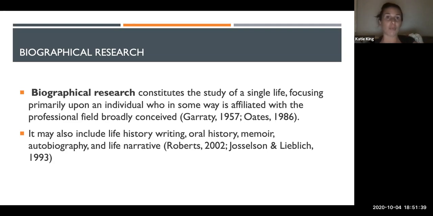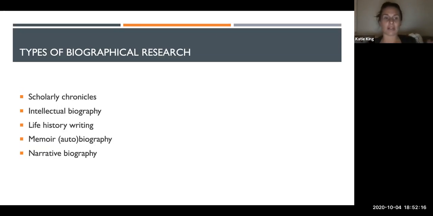a biography of B.D. Wong and John Lithgow, who were the first actors to play these characters when it debuted on Broadway, right? If you want to look at the Broadway rendition of it. It could be the real life people on whom Gaimard and Song are based, right? So it can go any number of ways as long as some of it's based in reality, right? So yeah. It can also include life history writing, oral history, memoir, autobiography, and life narrative. And let's talk about that a little bit, because that's just kind of repeated here.